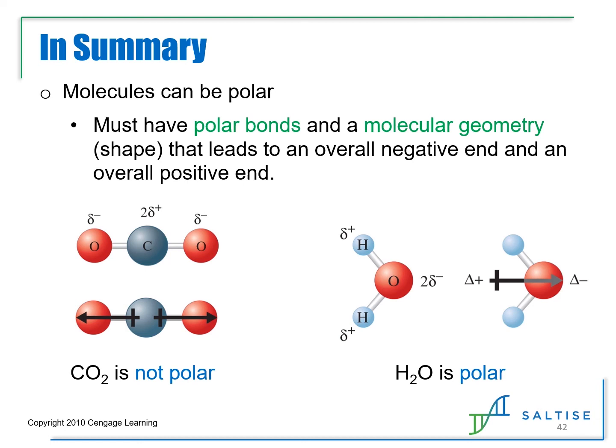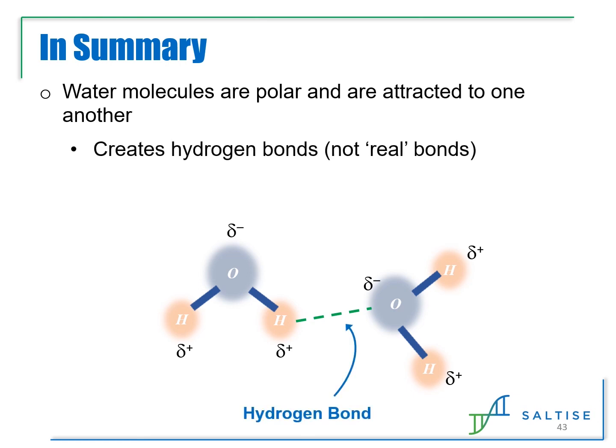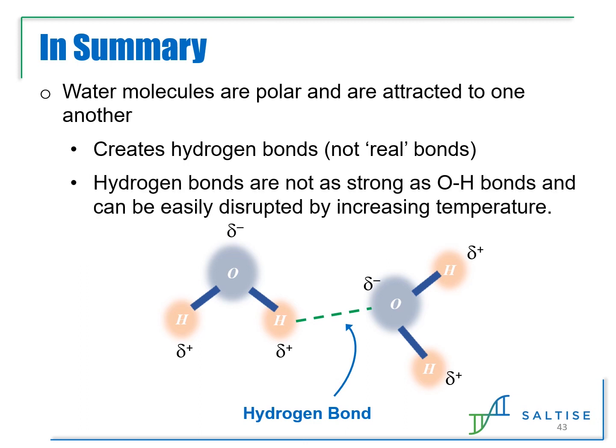Because water molecules are bent and the oxygen-hydrogen bonds are polar, water itself is polar, and so they are attracted to one another. Hydrogen bonding occurs between the hydrogen atom in one molecule with the oxygen in a neighboring molecule. Remember, though, that hydrogen bonds are not considered real bonds. They are not as strong as covalent bonds and can be easily disrupted with elevated temperatures.